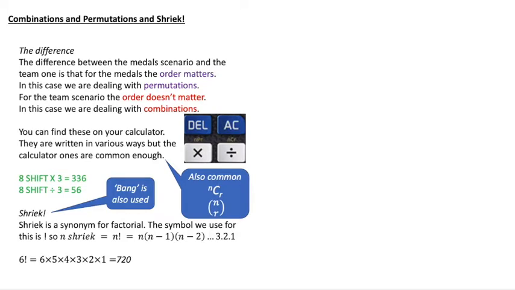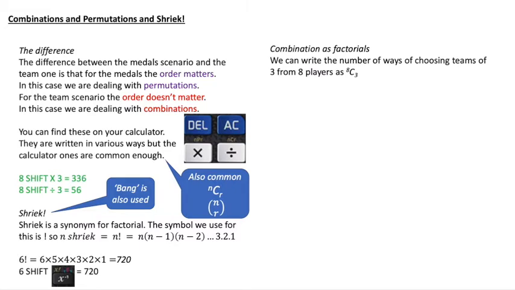So for example, we have 6 shriek is 6 times 5 times 4 times 3 times 2 times 1, which is 720. And on the calculator, we have that as the shift above the reciprocal button, the x to the minus 1 button, and that is x with an exclamation mark. As you can see, that's on the ClassWiz, of course. If you have a different calculator, you'll still find the factorial or shriek somewhere on it. Okay, combinations as factorials.